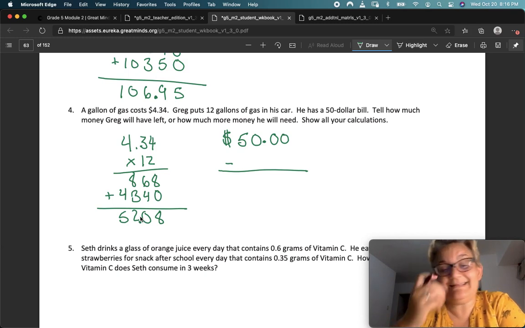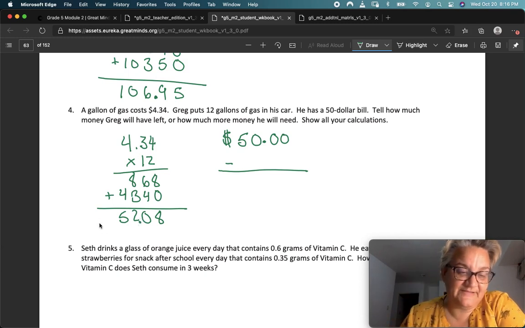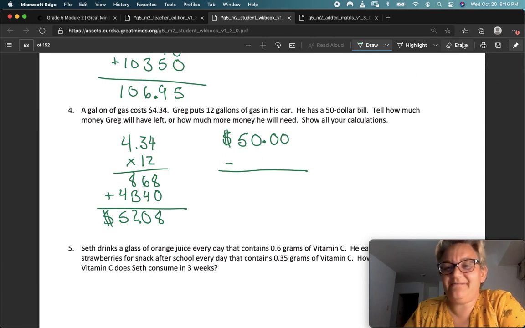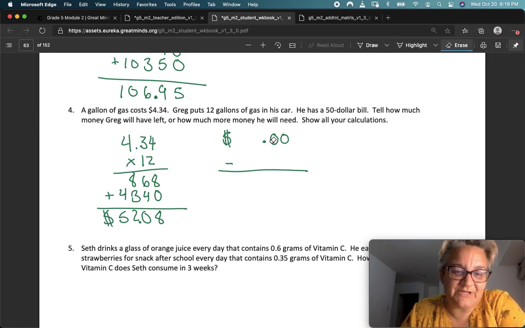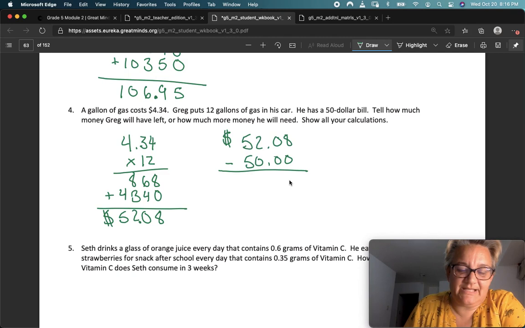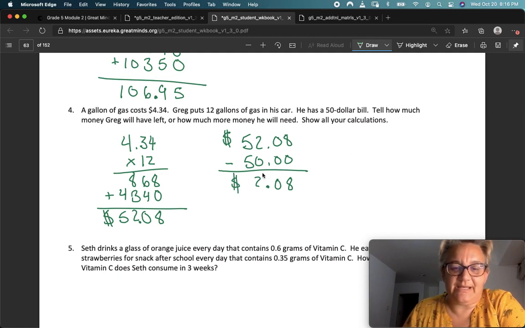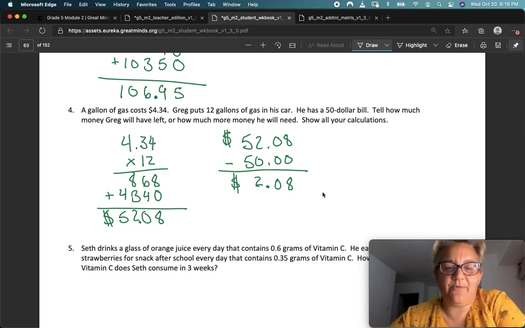So guess what? He doesn't have enough money, does he? If it's $52 and he only has $50, in fact, we are going to have to subtract the other way to find out how much he needs to find, right? And I don't think the gas guy is going to give him a deal. So he's going to have to dig in the seats, maybe open up the trunk, see if he can find any extra change. But he needs to find $2.08 to pay what he owes.